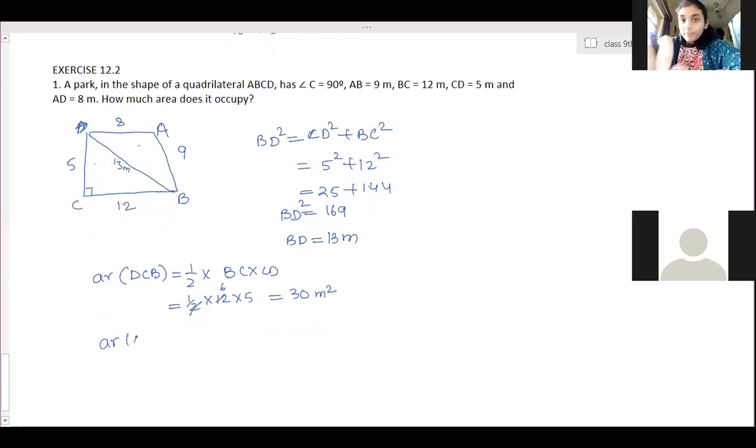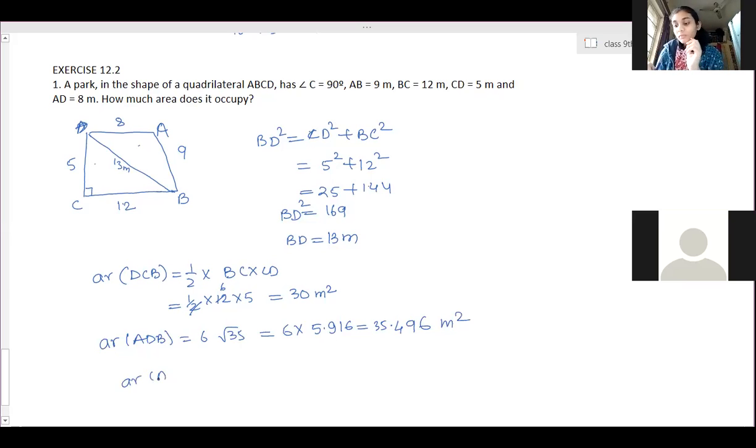Ma'am, area of ADB, you got 6 root 35. 6 into 5.916. How much you got? 6 root 35, root 35 is 5.916. So 6 sixes are 36, 6 nines are 54, 5... 35.496 meter square is the ADB area.